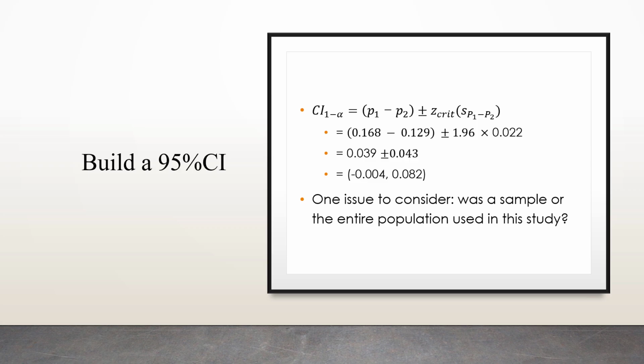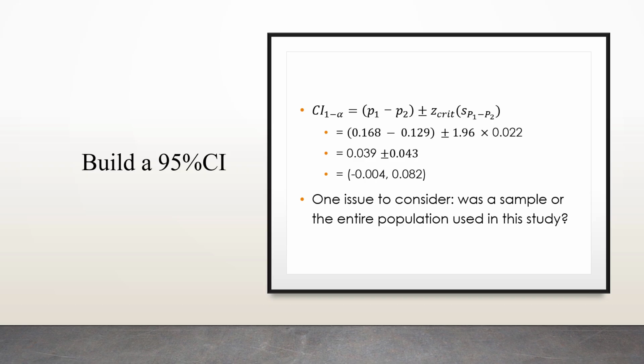Now let's construct the 95% confidence interval. It's the difference between the two sample proportions plus minus the critical z-value times the standard error. That's 0.039 plus minus 0.043, giving a range from negative 0.004 to 0.082. Because 0 falls within this interval, it supports our earlier decision to retain the null hypothesis.